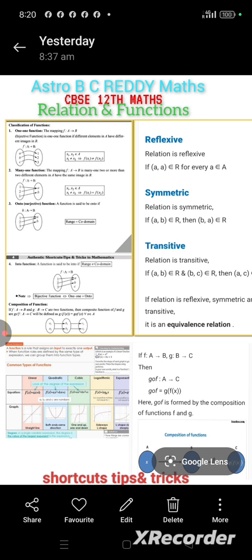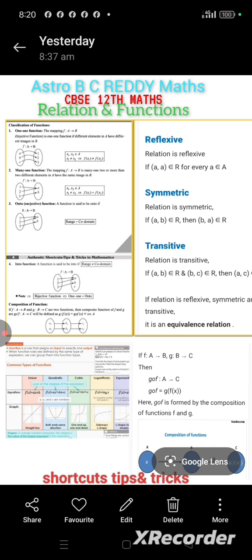CBSE 12th Maths, Relations and Functions. Here I have to introduce the shortcuts, tips and tricks of relations and functions. Now, the classification of function.